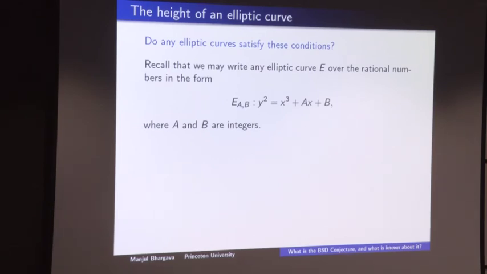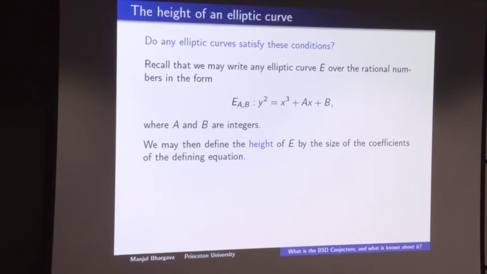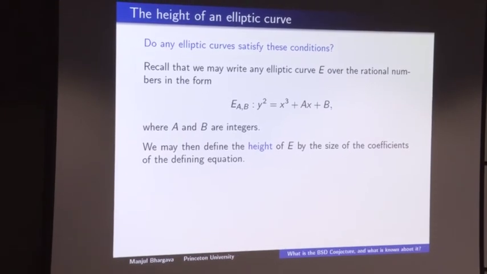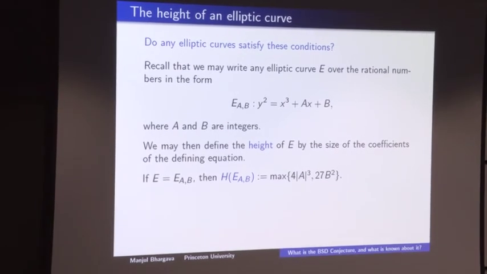Because without this, we don't know whether those theorems actually apply to any elliptic curves. So let's order all these elliptic curves, y squared equals x cubed plus ax plus b, by the height. In other words, the maximum of absolute values of the coefficients of this equation, a and b. So we define the height of E to be the maximum of the absolute value of a cubed and b squared. Then the number of elliptic curves that have bounded height is finite.